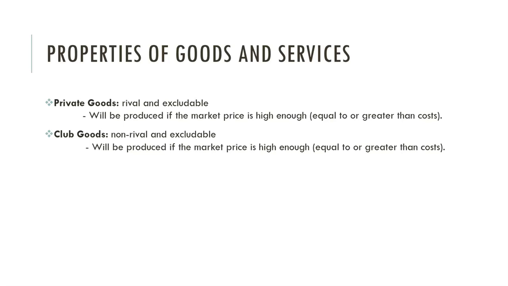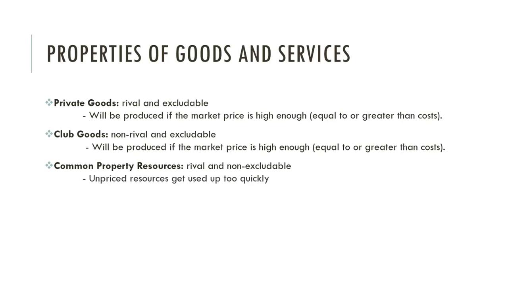Club goods, this would be like if you go to the gym and use the treadmill, it still exists for the next person who wants to use it. Common property resources are rival and non-excludable, and we get issues where unpriced resources get used up too quickly. We'll look at some more examples of this.